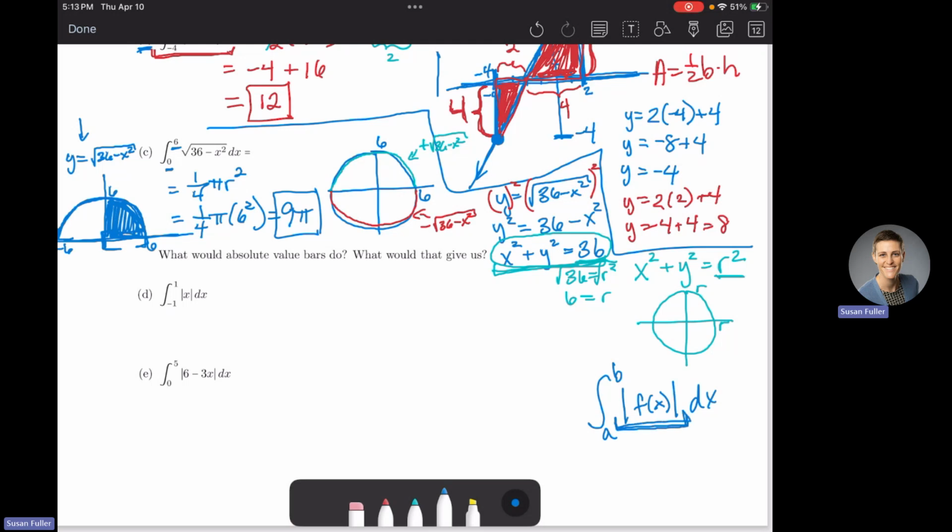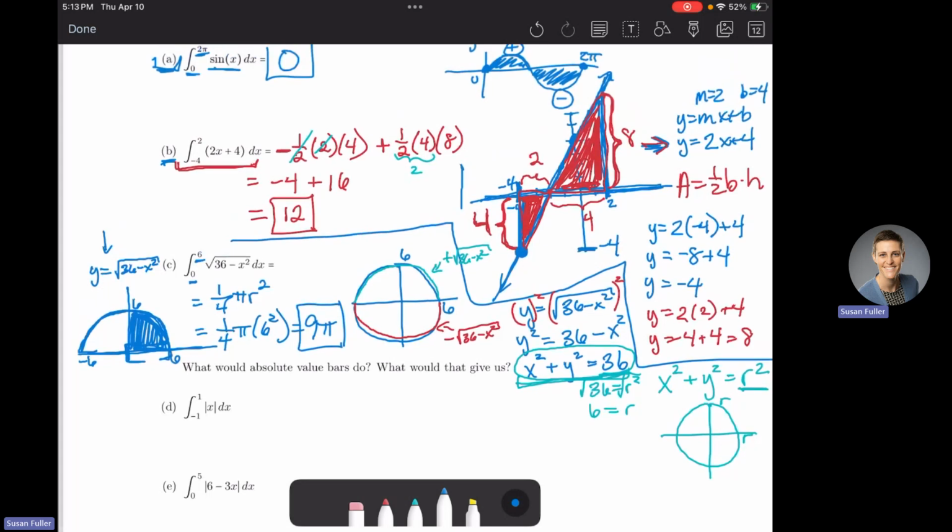What would an absolute value do? Well, what does an absolute value function do? It makes everything positive, right? Because technically it's distance from 0. It takes any value, keeps the value the same, but makes it positive. And so what would an absolute value do for area? It would make all of our areas positive.